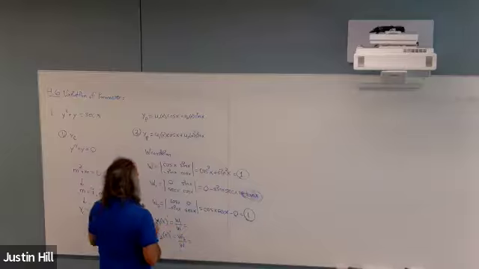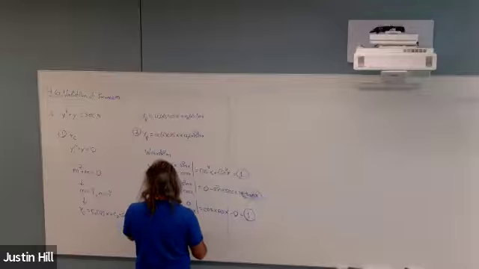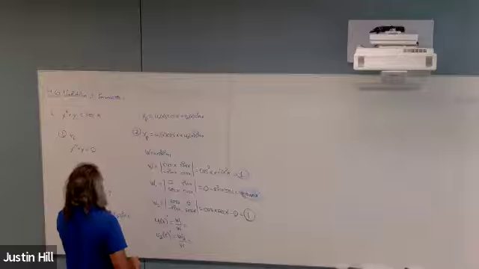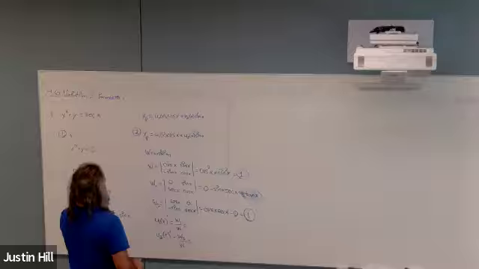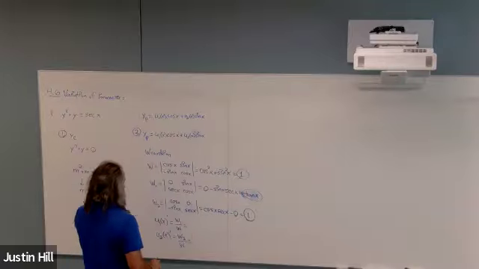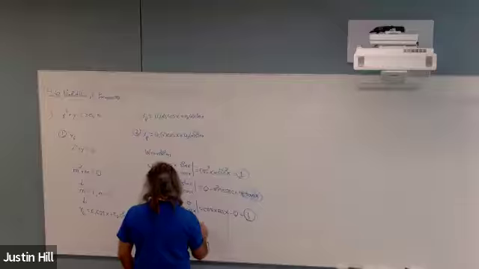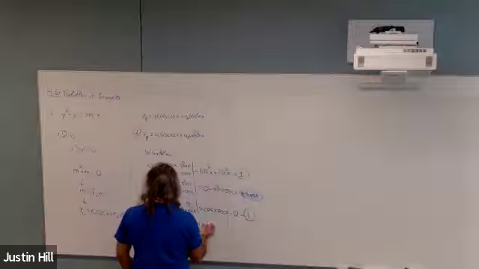So U1 prime is negative. Wait, did I get the sign wrong? I swear, I feel like I got the sign wrong. So U1 prime is then negative tan x divided by 1, but we know that that's just negative tan x.